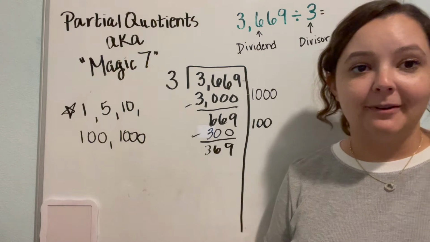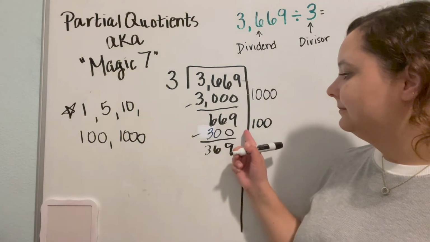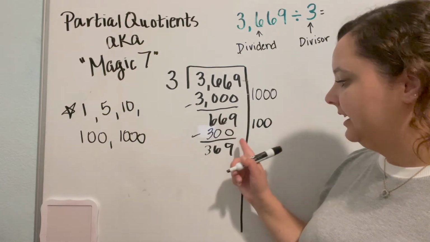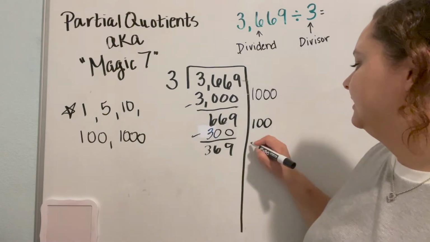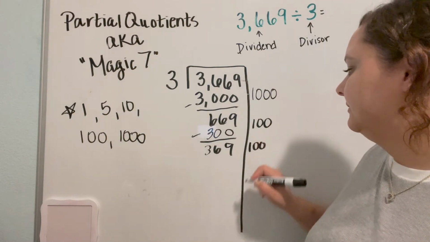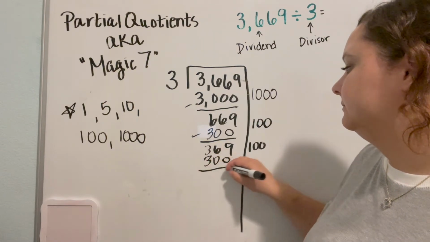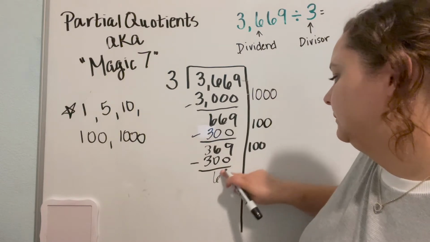And I'm going to repeat the process again and again until I can no longer subtract. So I used 100 groups of 3 in the last part, and I can use that again because 300 is still less than 369. So I'm going to put 100 on the side here, and I'm going to subtract 300 again, which will leave me with 69.